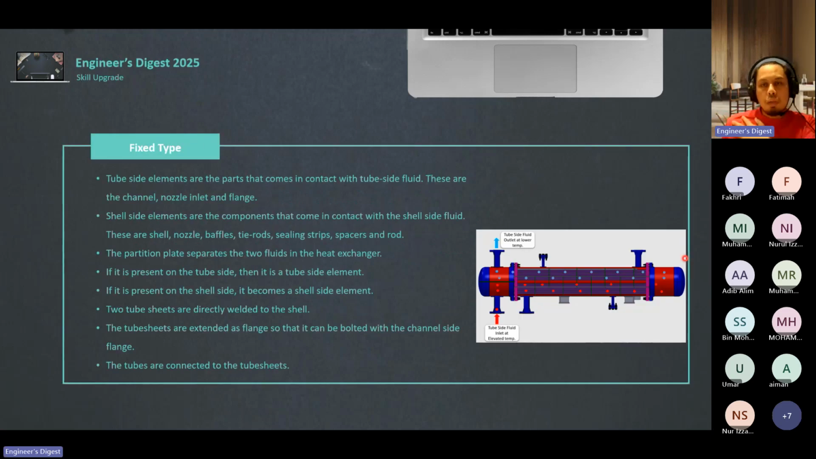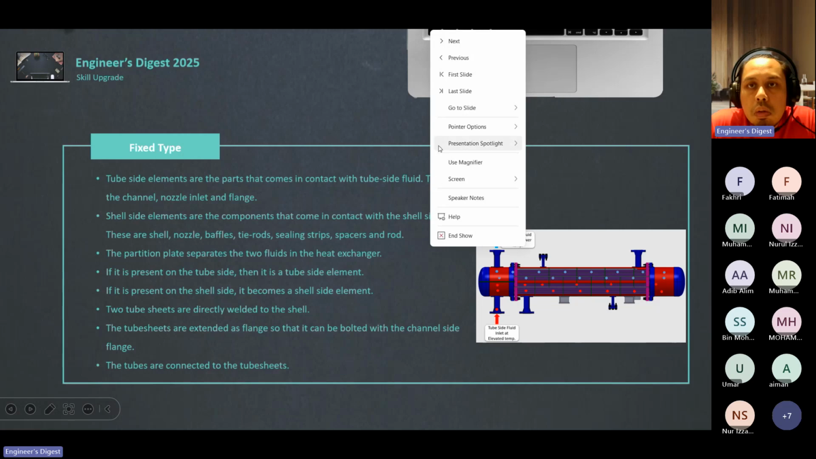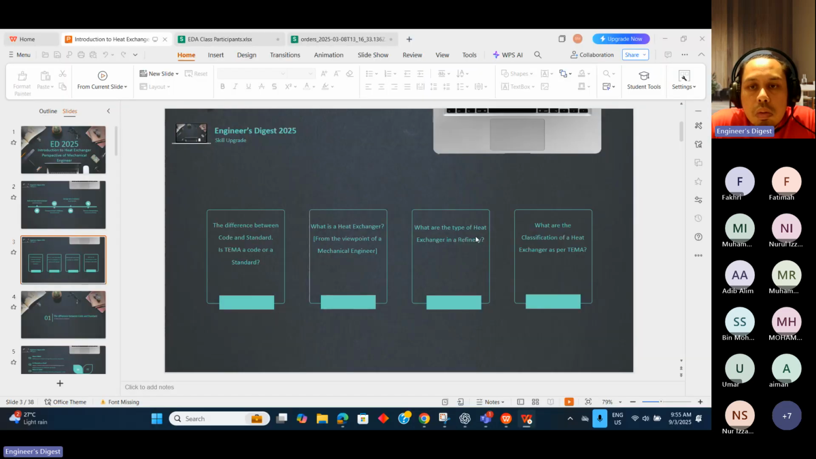Okay, fixed type. This is a fixed type heat exchanger. The tube side elements are the parts that come in contact with the tube side. These are the channel. Okay, hold on, I will try to blow this one up first and show.